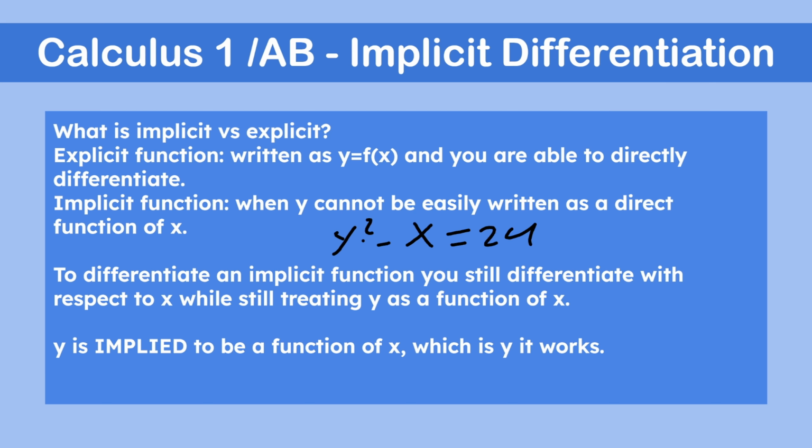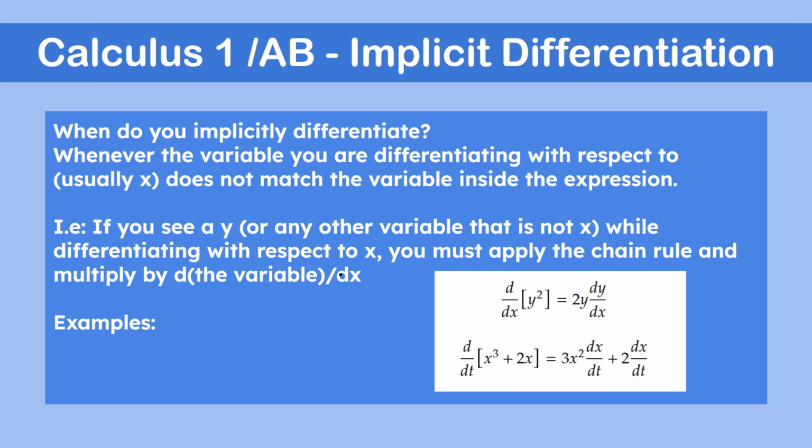That's implicit because we have y squared and x on the same side. In order to differentiate an implicit function, you're still able to do so if you treat y as a function of x. So y is implied to be a function of x because in some way you can write y as a direct function of x, which is why implicit differentiation works.